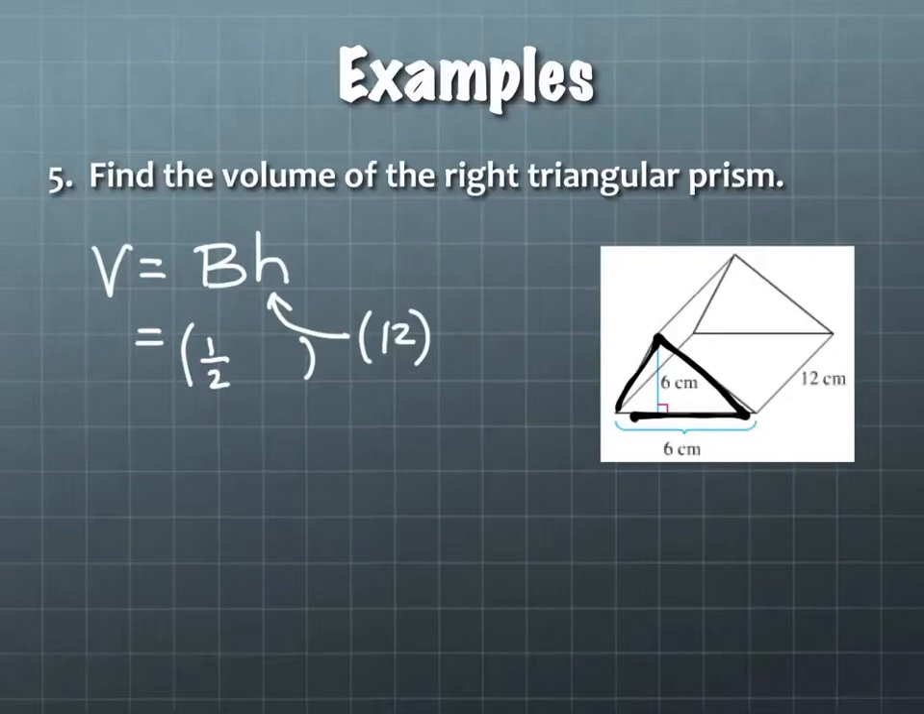So in this picture, what is the height of this triangle? 6. And what is the base of this triangle? 6. They're both 6. So it looks something like this. So if you multiply 1/2 times 6 times 6 times 12, what will you have? And 216 what? Right, cubic centimeters.